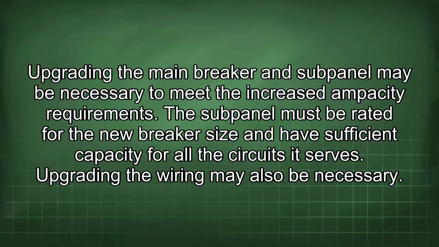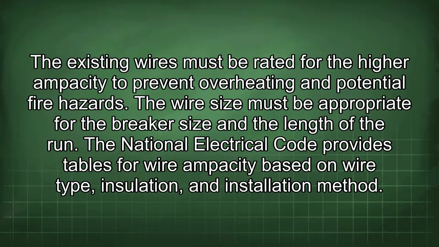Upgrading the wiring may also be necessary. The existing wires must be rated for the higher ampacity to prevent overheating and potential fire hazards. The wire size must be appropriate for the breaker size and the length of the run. The National Electrical Code provides tables for wire ampacity based on wire type, insulation, and installation method.